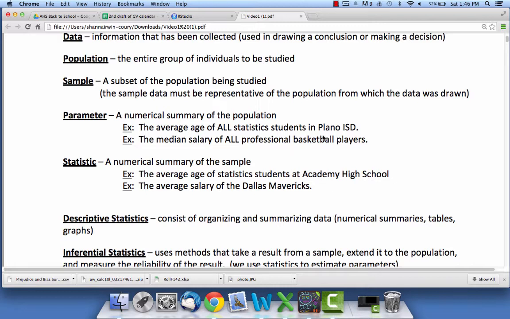So if you happen to have the average age of all statistics students in Plano ISD, the median salary of all professional basketball players, as opposed to a statistic, which would be regarding a sample, so the average age of statistics students at Academy High School, particularly, or the average salary of the Dallas Mavericks, particularly. And of course, these would be not the same. The average age of statistics students at Academy High School, well, you guys are all third years, and in all of Plano ISD, probably at least half of statistics students are seniors.